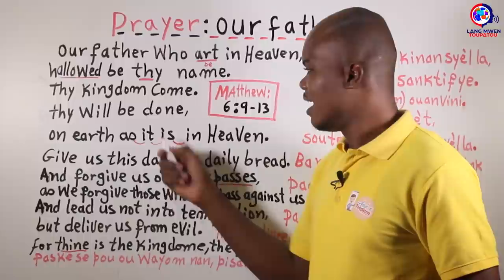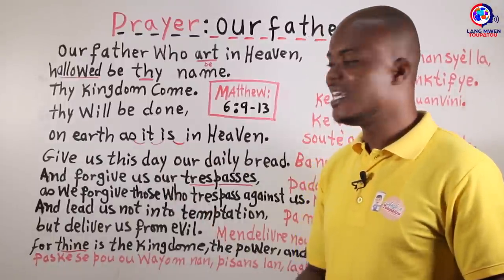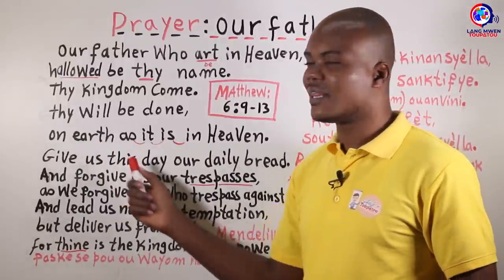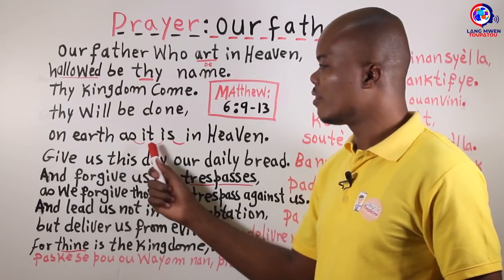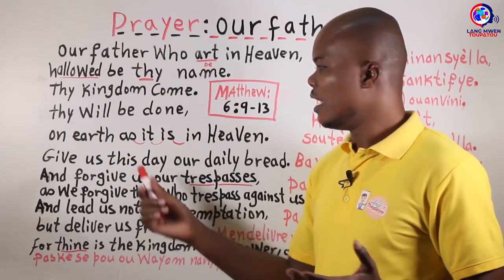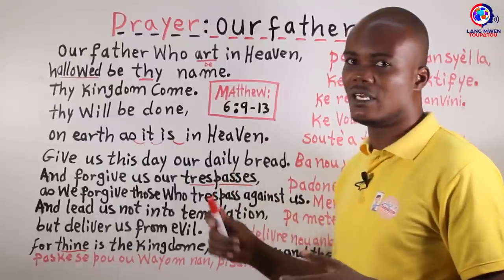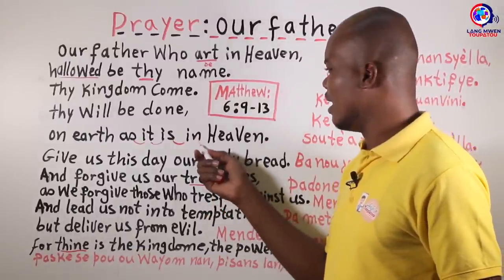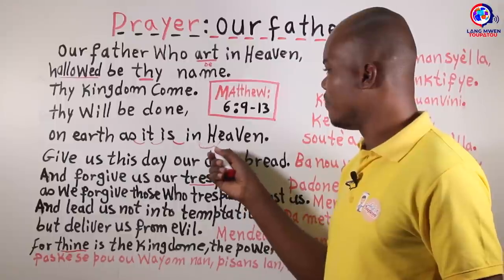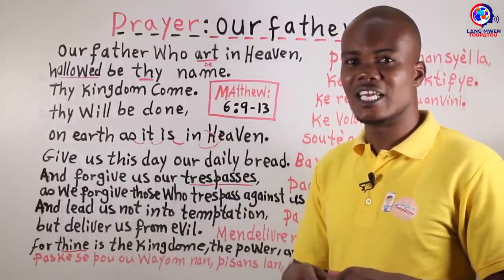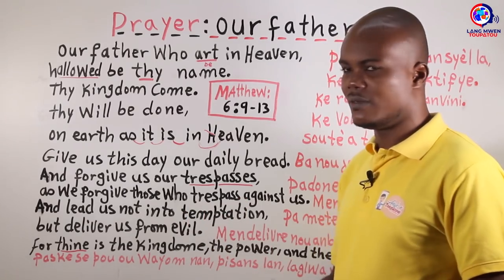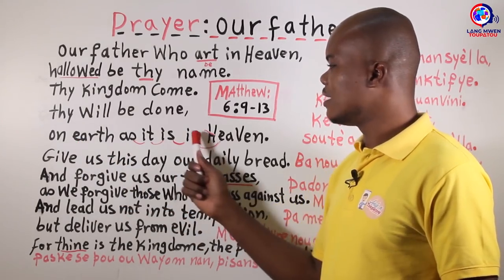Okay? As it is in heaven. On earth, as it is in heaven. J'aime le dire rapidement. On earth, as it is in heaven. Bon, liaison qu'on fait là, parce que quand on parle rapidement, le H là est silencieux, il n'est pas tellement prononcé. Il se réduit. On earth as it is in heaven.